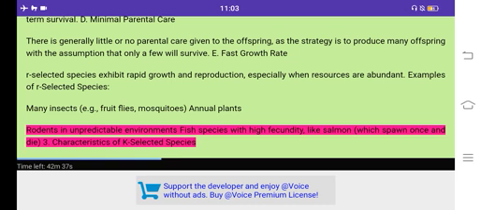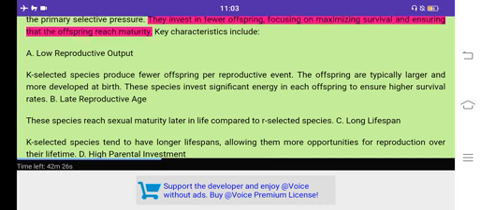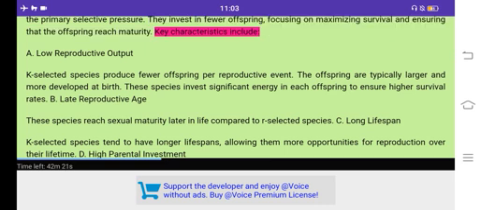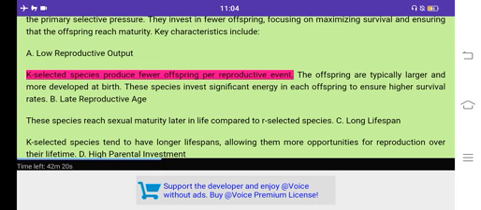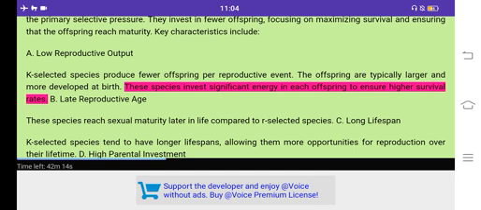3. Characteristics of K-selected species. K-selected species are adapted to environments where resources are more predictable and competition is the primary selective pressure. They invest in fewer offspring, focusing on maximizing survival and ensuring that the offspring reach maturity. Key characteristics include: A. Low reproductive output. K-selected species produce fewer offspring per reproductive event. The offspring are typically larger and more developed at birth. These species invest significant energy in each offspring to ensure higher survival rates.